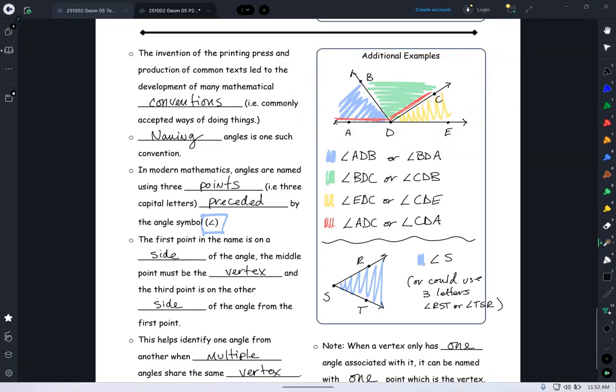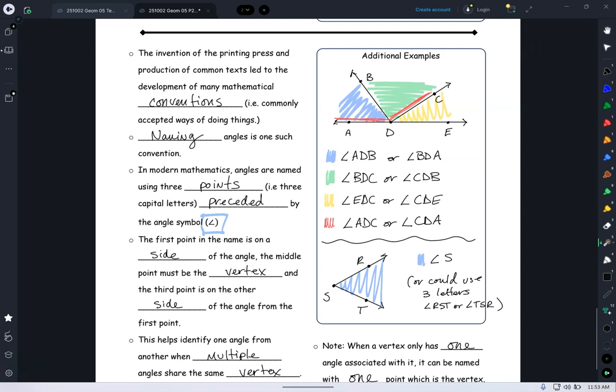Because here's why. Look, you can't say to me, hey, Mr. Vargas, I'm talking about angle D. Which angle D are you talking about? The blue angle D, or the green angle D, or the yellow angle D, or the red angle D? Which angle D are you talking about? You have to be specific and say, I'm talking about angle BDC, and then I know you're speaking of this angle here. Okay, you get the idea?